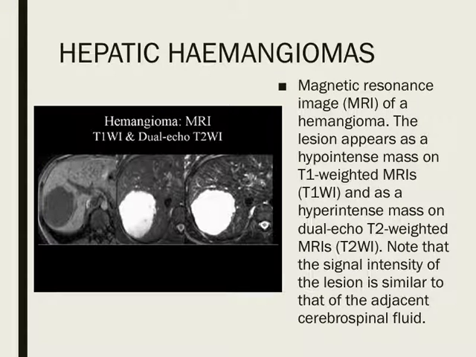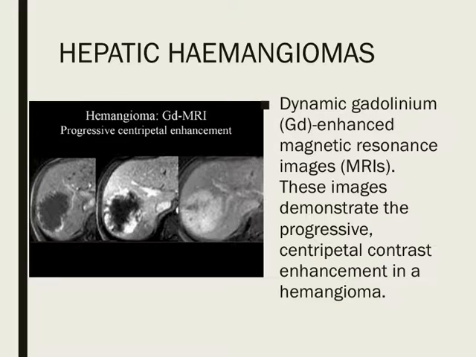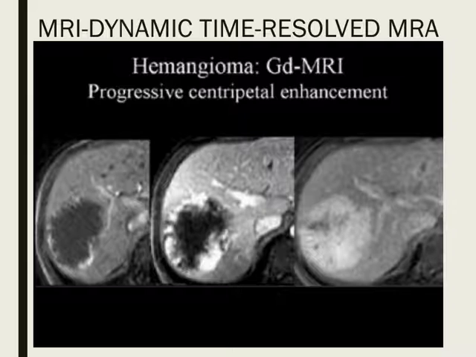On MRI, you also have something similar. So on T1, it's hypointense, on T2, it's hyperintense, and it's very bright. But then when you do your three-phase study, that's called the dynamic gadolinium-enhanced magnetic resonance imaging, or the time-based one, you're going to have peripheral enhancement of your lesion until finally it's completely enhanced, and it washes out quickly. So that's the progressive centripetal enhancement going on in the liver.